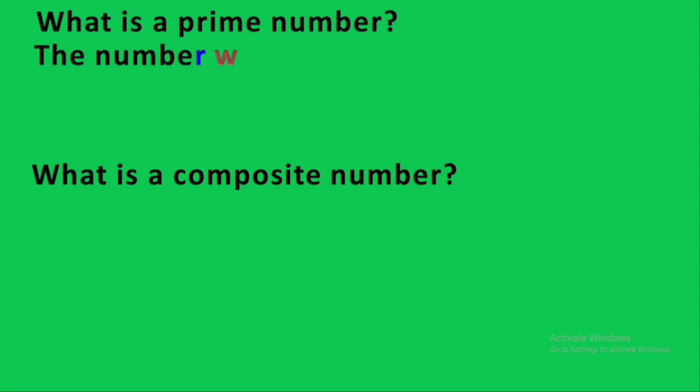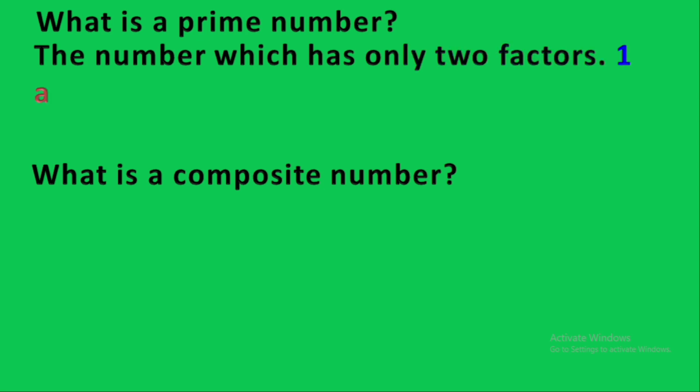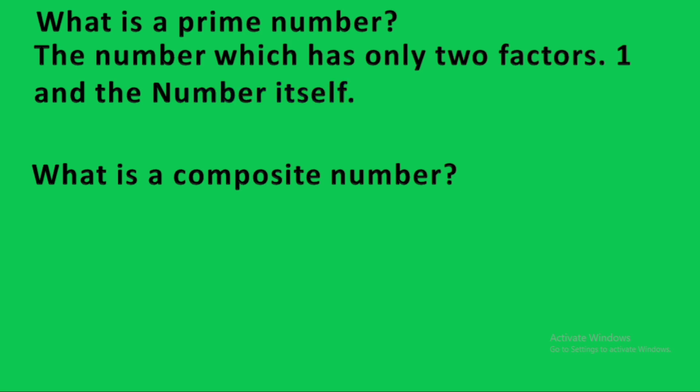The number which has only two factors. What is a prime number? The number which has only two factors, 1 and the number itself. Let us take an example, 2. 2 can be divided by 1 as well as by itself.